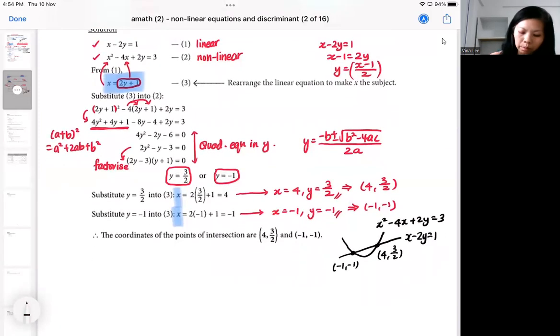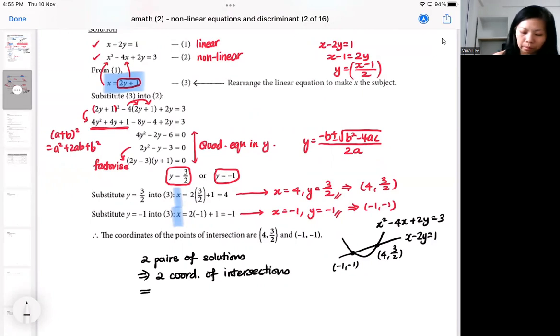So right now we got two pairs of solutions, and the two pairs represent two coordinates of intersection. These two coordinates of intersection represent two roots. So these two roots are what we classify as real and distinct.